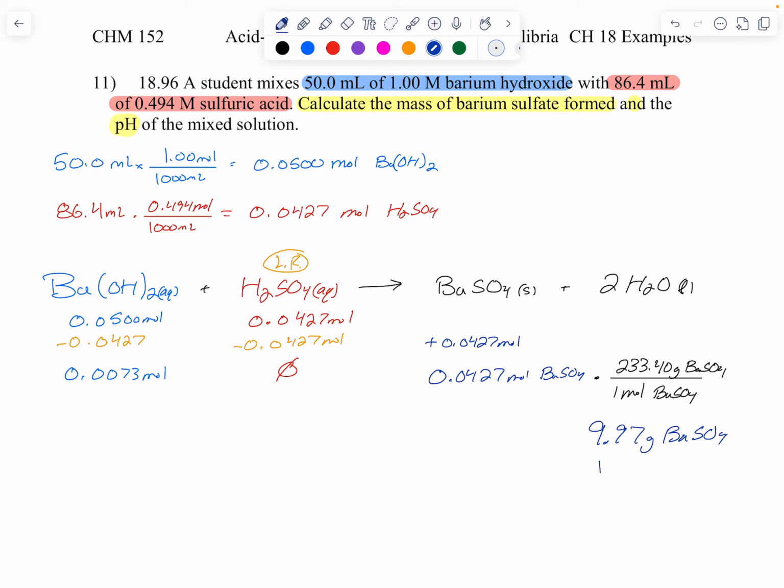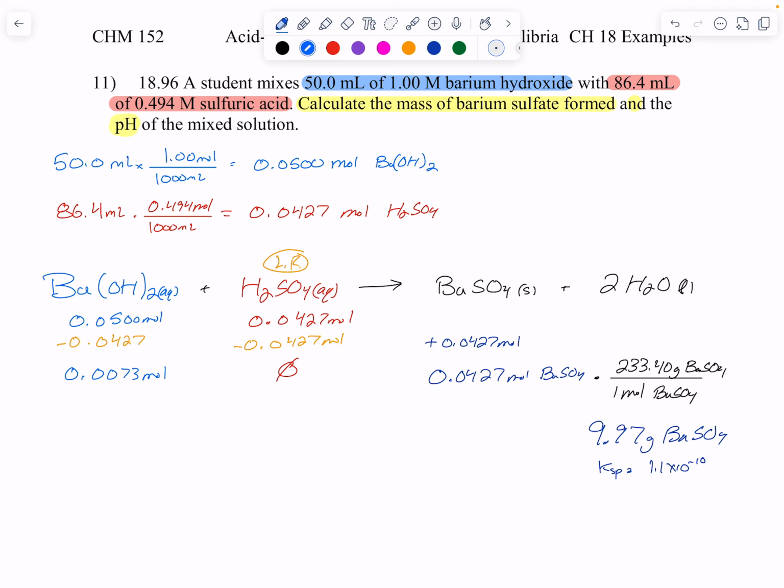Now, KSP for this compound in our book right now is 1.1 times 10 to the negative 10. So we're going to assume that not much, if any, dissolves. Does that make sense? We're not even to the milligram scale yet. So I'm thinking we're pretty good, keeping it at 9.97 because KSP is so small.